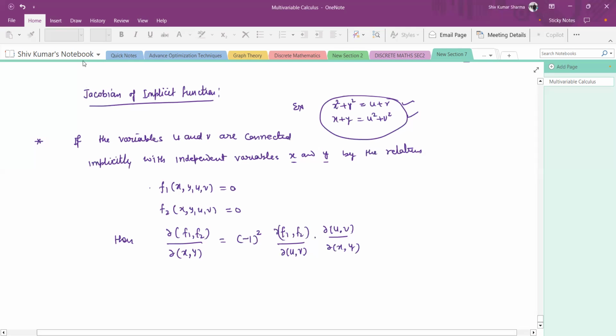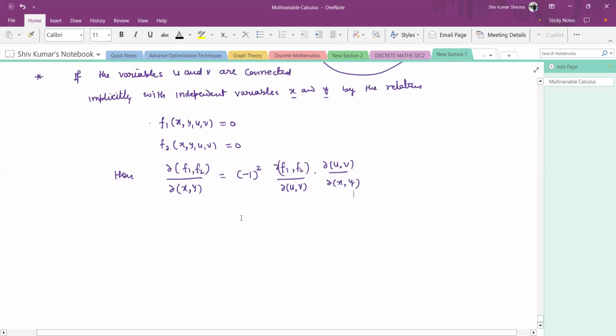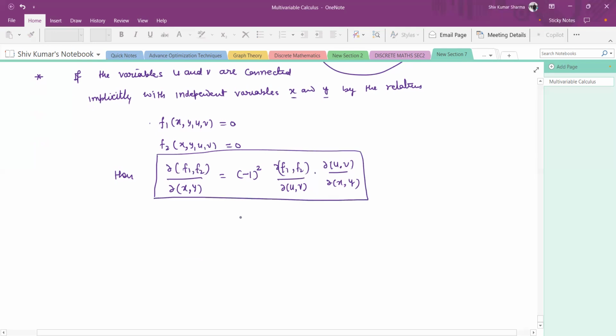So this is for two variables, that means u and v, which are connected implicitly with the independent variables x and y. Here it is mentioned that x and y work as independent variables, so that's why we write down this. So this is our first theorem. We can also prove this when we get this minus 1 raised to the power 2 sign.